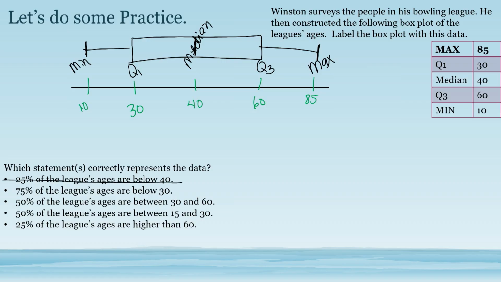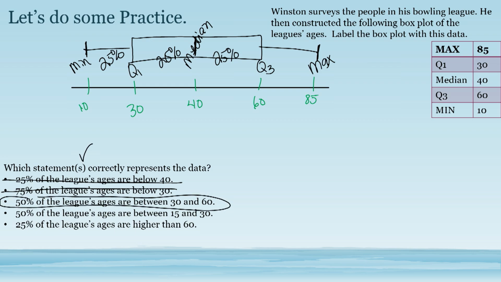75% of the league's ages are below 30. Well, obviously not, because that's just 25%. So that's not my answer. 50% of the league's ages are between 30 and 60. Well, let's see. From Q1 to median is 25. From median to Q3 is 25. Well, 2/4 equals 50. So this one is an answer.